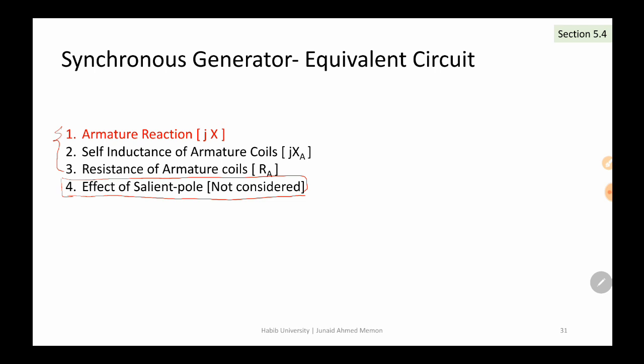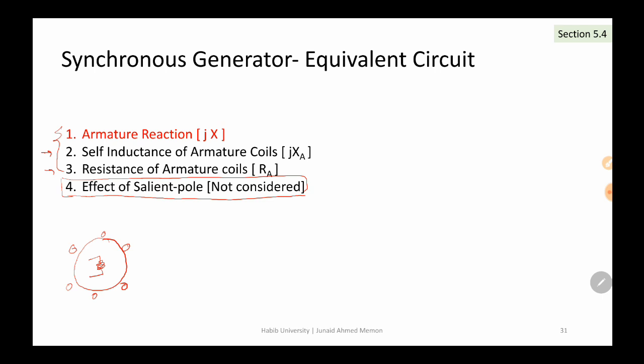The easiest ones to model are points 2 and 3, which are the self-inductance of the armature coils and the resistance of the armature coils. We know our armature is on the stator. Remember, in the synchronous generator we have a stator on which we have three sets of windings, a three-phase winding, and we have one winding which is a field winding on the rotor. So if we roughly model it, we have two parts.